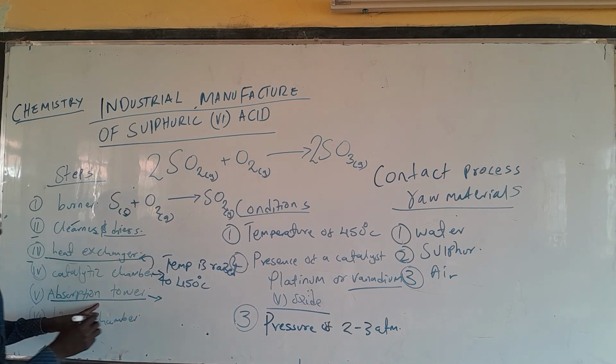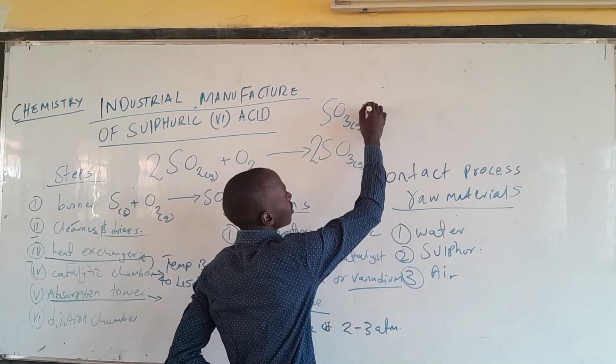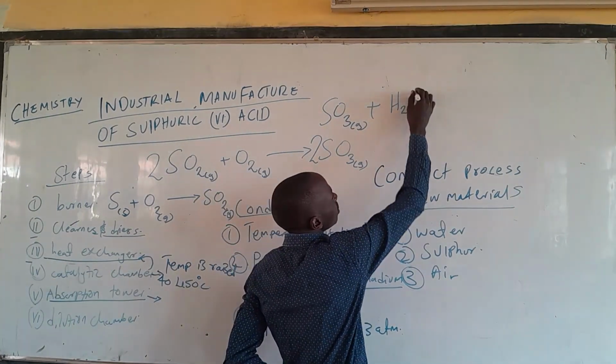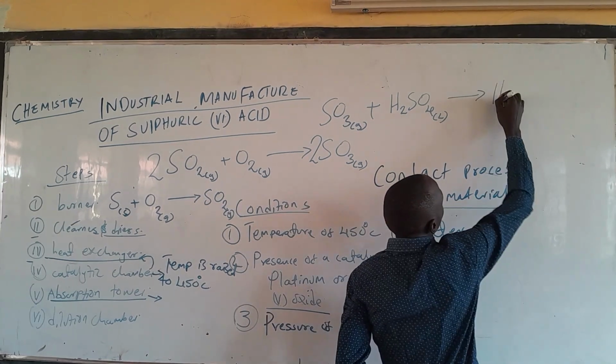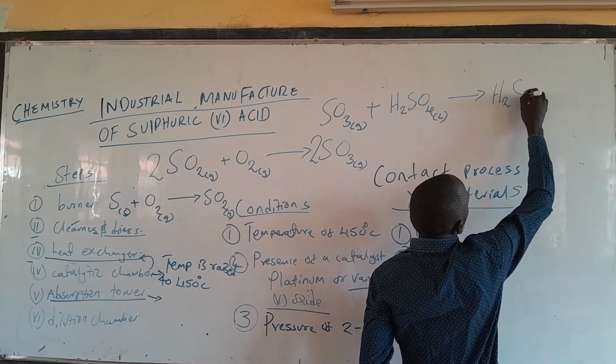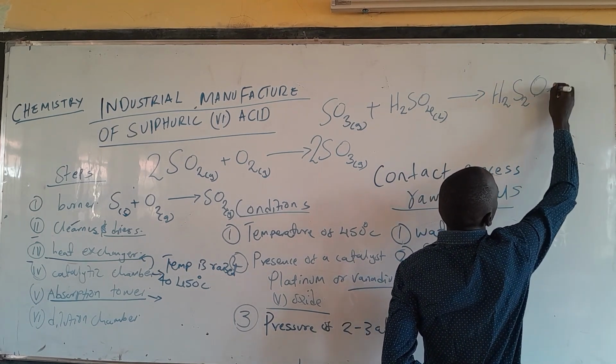Now, the equation at the absorption tower is sulfur 6 oxide gas with concentrated sulphuric 6 acid. We obtain oleum, which is in this manner. Sorry, oxygen.